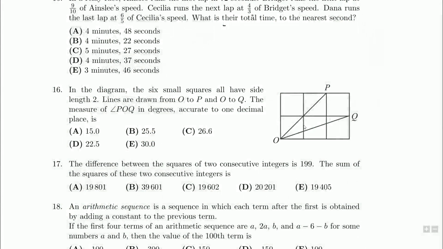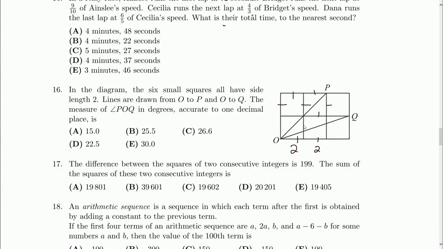Root Beer here with question number 16 on the 2008 Fermat paper. That's the grade 11 multiple choice contest. And what have we got here? In the diagram, the 6 small squares all have the same side. Very nice, very helpful. And that's going to be 2. Okay, if we need that. So I might be calculating some lengths or areas.